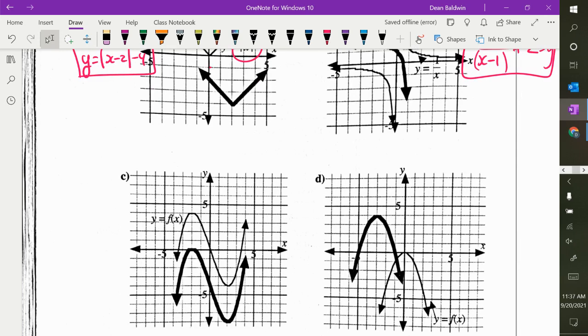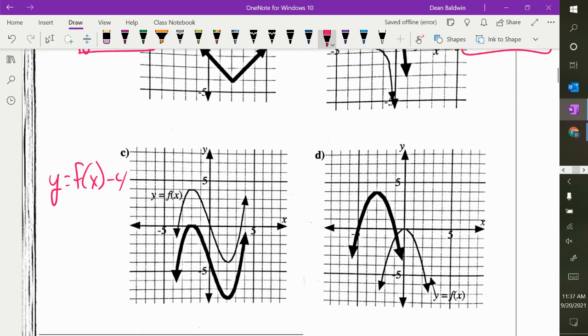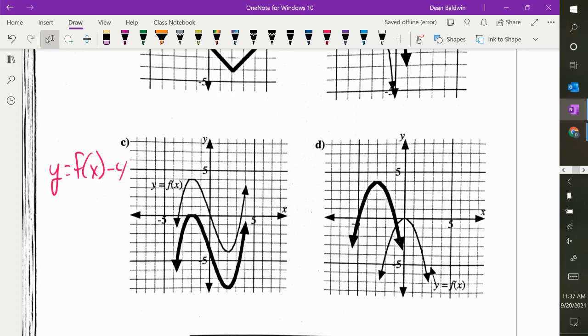I'm going from this one to this one. This one, they don't even give us the actual function. They just say f of x. They're being lazy. So what have I done? Down 4. So it's just y is equal to f of x minus 4. And even though we know this one is a parabola, negative x squared, they're just saying f of x.